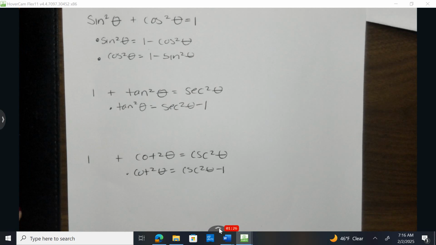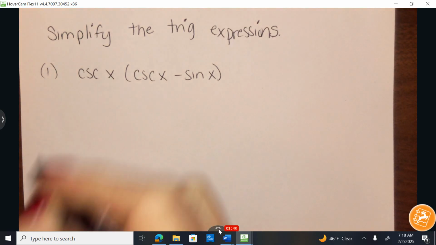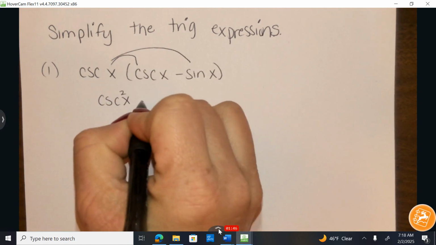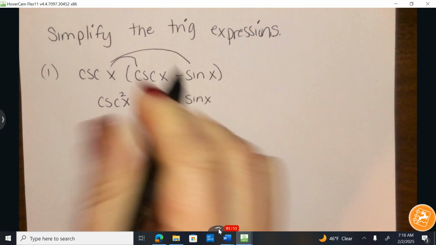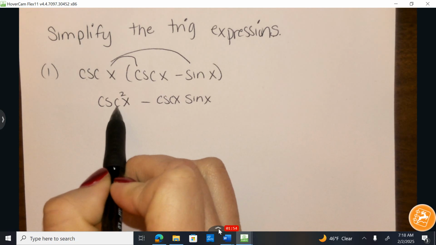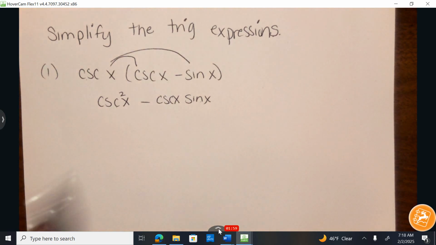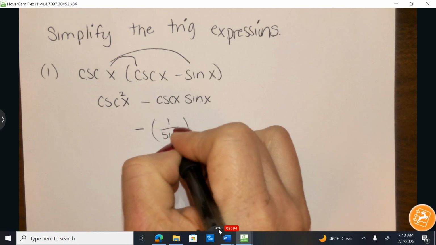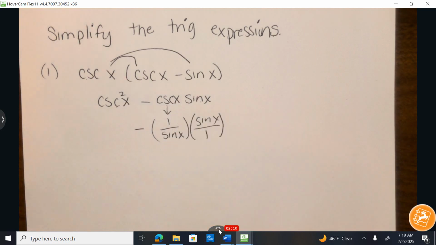Let's look at cosecant of x times the quantity cosecant of x minus sine of x. So I'm going to start by distributing. Cosecant times cosecant is cosecant squared, and cosecant times sine is cosecant times sine, pushed together. Now I recognize that cosecant is the same as 1 over the sine of x. So I've brought down an equivalent form of this.